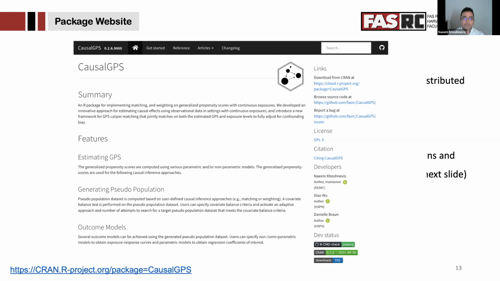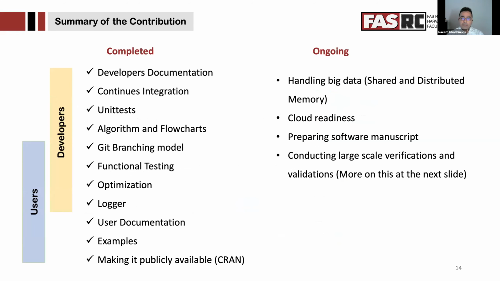In summary, we contributed from two different aspects. The first one is from the user side, where we added different values, and from the developer side, mostly our work was to make sure that future development will be smooth and easier. And there are some ongoing activities too. We need to handle the big data problem, cloud readiness, and also preparing a software manuscript for publication.